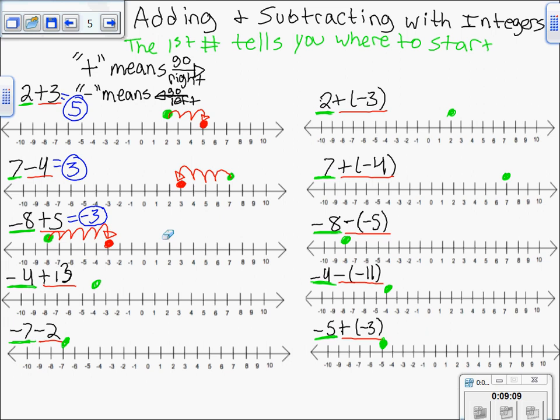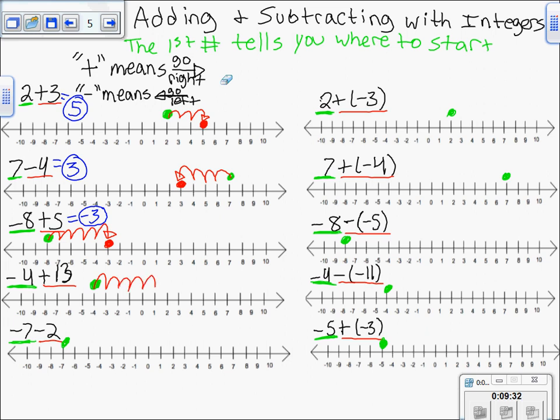Okay, so negative 4 plus 13. Sorry, I kind of butchered it. I actually erased it earlier. So negative 4 plus 13. The negative 4 tells you where to start, so you put your first dot on negative 4. It says add 13. Add means which way again? Up here it says add means go right. Okay, so from there we're going to go right 13 spaces.